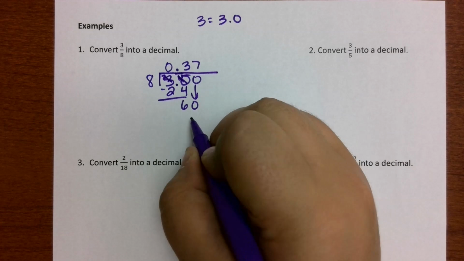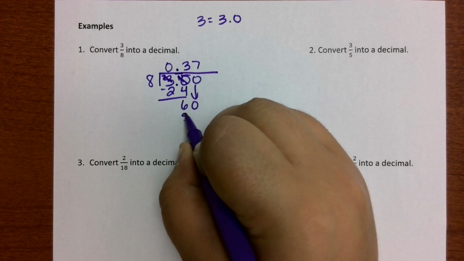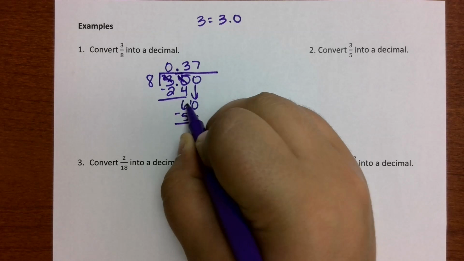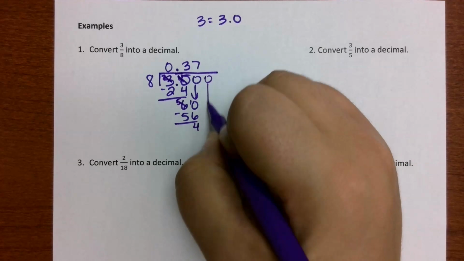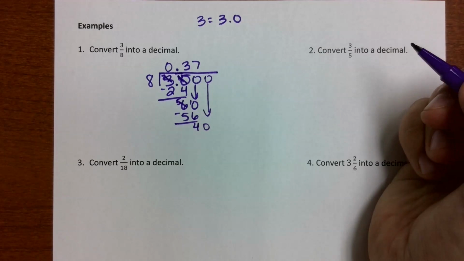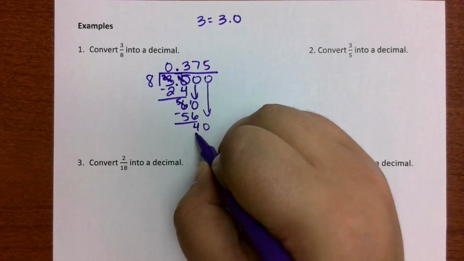If we get a remainder, we have to keep on going. So we have 56, subtract, 4, still got a remainder, add a 0. And then 8 goes into 40 5 times.